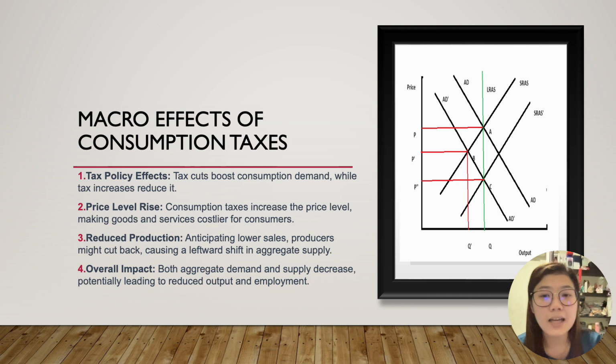On the supply side, producers might produce less because they anticipate lower sales due to the reduced consumption. This can lead to a leftward shift in the aggregate supply curve. The overall effect is a decrease in both aggregate demand and aggregate supply, leading to potential decreases in output and employment.